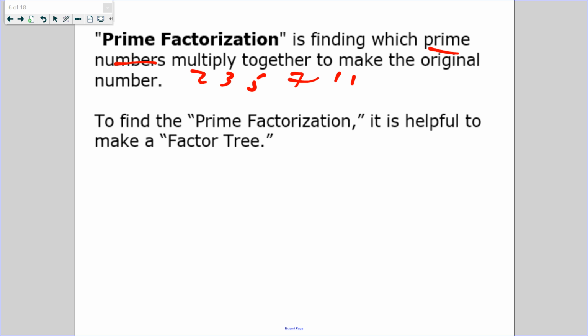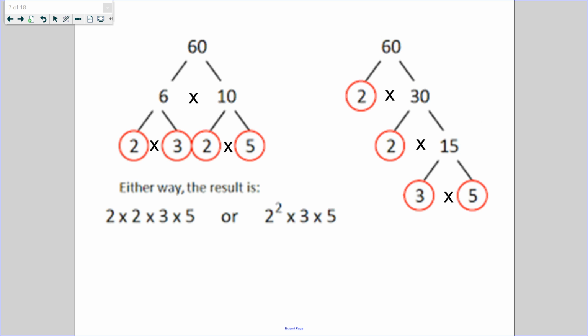To find a prime factorization, it's helpful to use something called a factor tree. So 60 can be broken down into 6 times 10. Maybe you don't like 6 times 10, and you'd rather break it down into the factors 2 times 30. Then 6 can be broken down into 2 times 3, and 10 is 2 times 5. Notice that there are two 2's, so 2 squared, times 3 times 5.